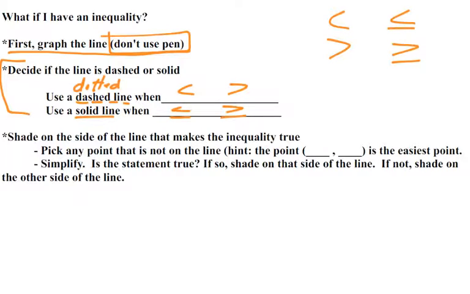Okay? Then we shade on the side of the line that makes the inequality true. So pick a test point, any point not on the line. And remember, the best point to pick is 0, 0. Unless your line goes through 0, 0, then you have to pick something else. Then you simplify that. And if the statement's true, you shade on that side. If it's not true, you shade on the other.